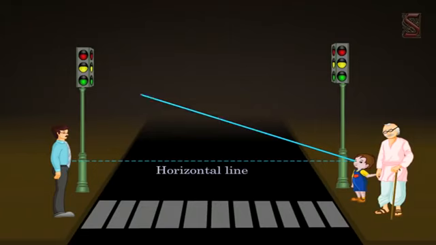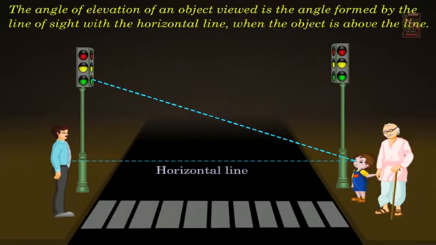If an object is above the horizontal line from our eyes, we have to raise our head to view the object. In this process, our eyes move through an angle formed by the line of sight and the horizontal line, which is called the angle of elevation.